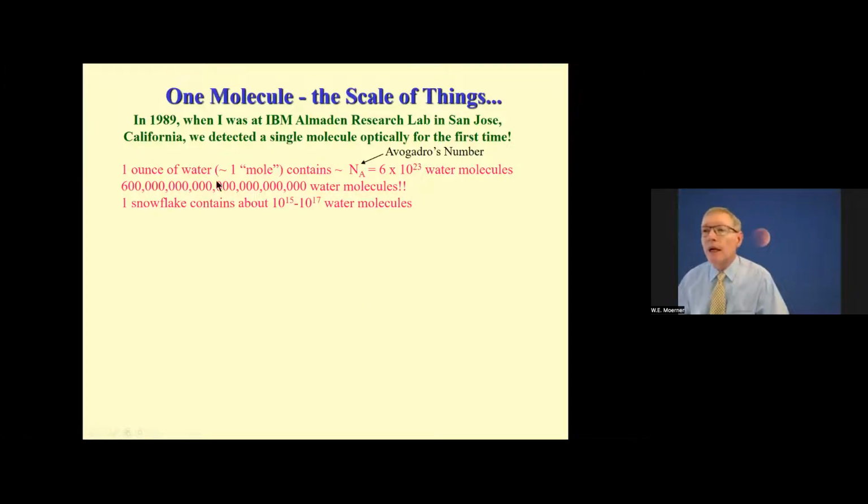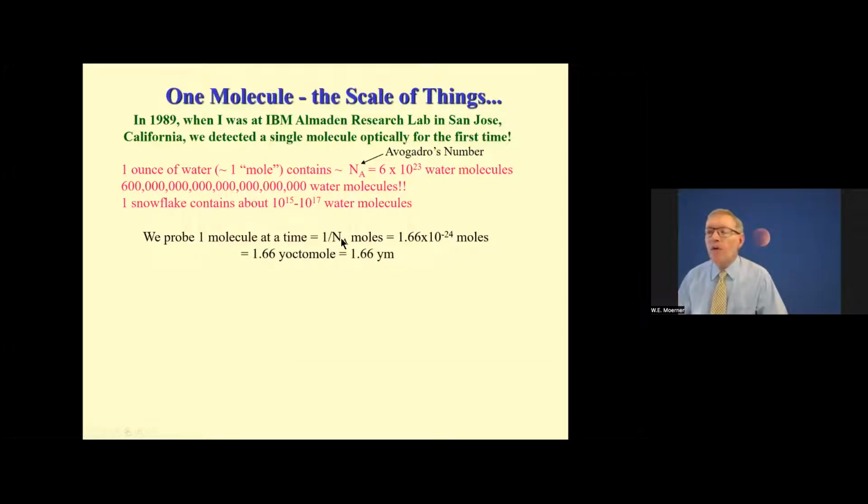One ounce of water, or a few milliliters of water, is roughly one mole of water molecules. And if it's a mole, it contains Avogadro's number of molecules, 6 × 10²³ water molecules, with many digits. So that's a huge number of water molecules. Even a tiny snowflake has 10^15 to 10^17 water molecules, incredibly large numbers. So when we detect one molecule at a time, it's truly amazing to be able to do this.